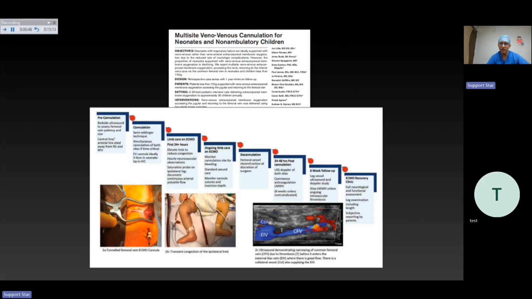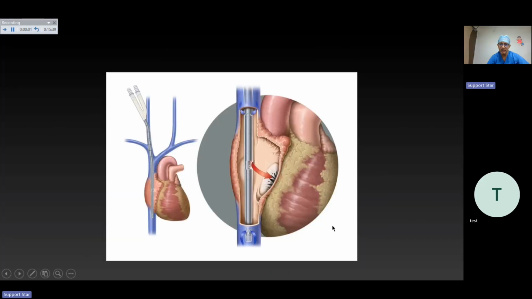Again, you have to monitor your vessels for the next 48 hours, and you have to use low molecular weight heparin after that also, and keep the patient under follow-up. You can see that there is some thrombus in the iliac here, and the rest of the vessels are good here. The external iliac vein has some thrombus there, but the rest of the vessel is okay. The flow is good.